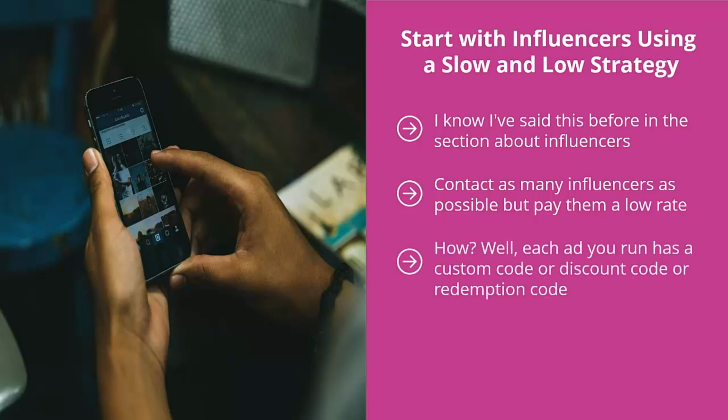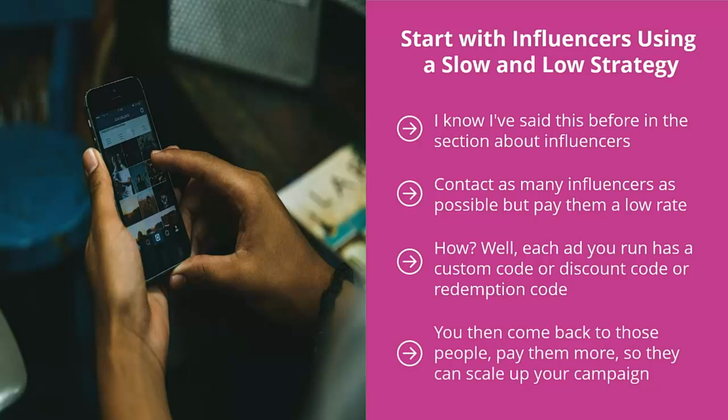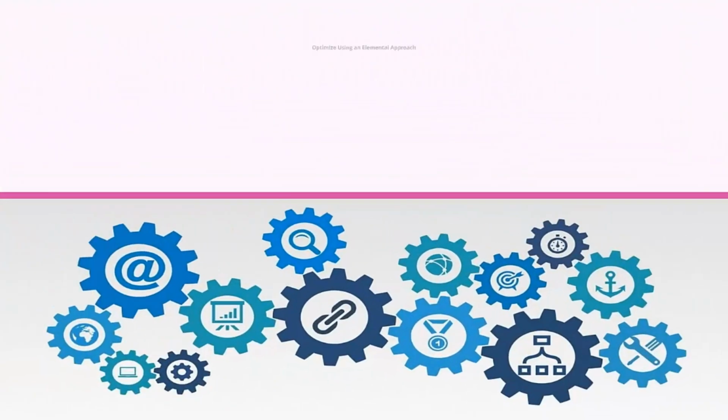How? Well, each ad you run has a custom code or discount code or redemption code. You will be able to see which ones actually produce results. You then come back to those people, pay them more, so they can scale up your campaign. They obviously are real and they're credible enough with their followers for them to drive actual sales.